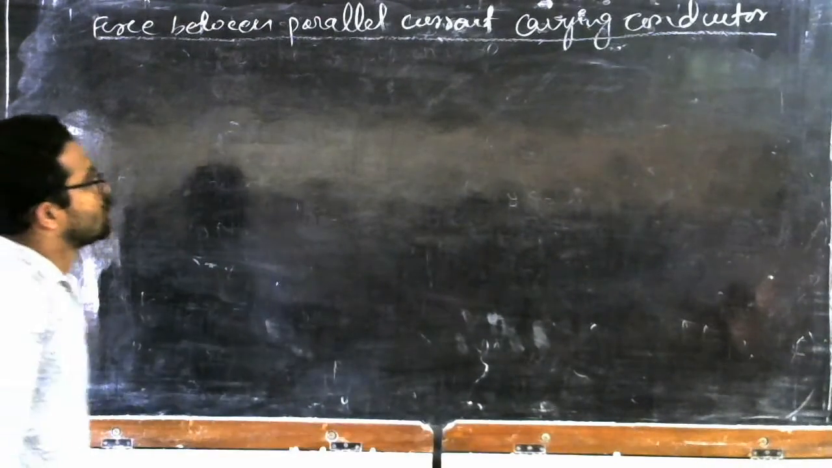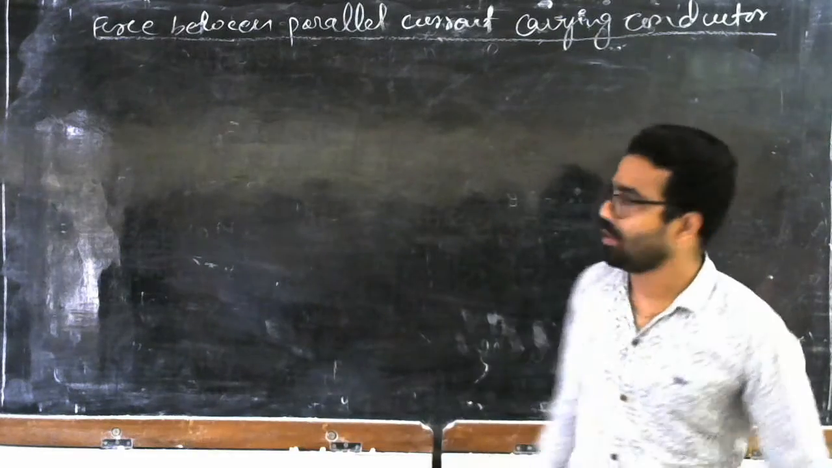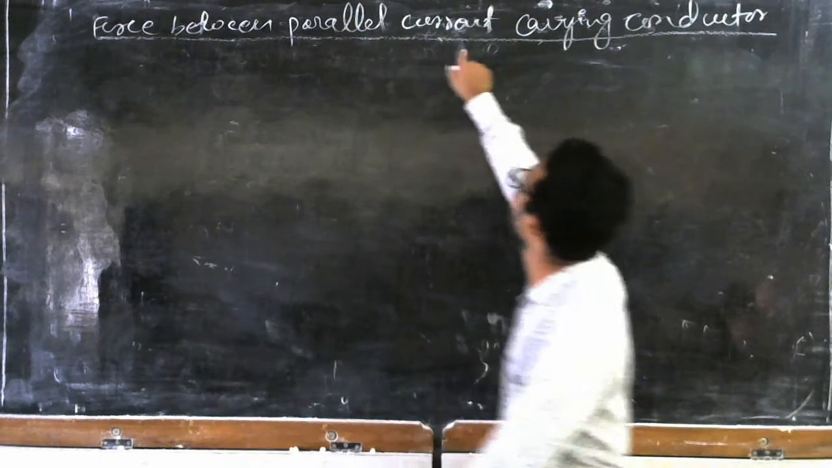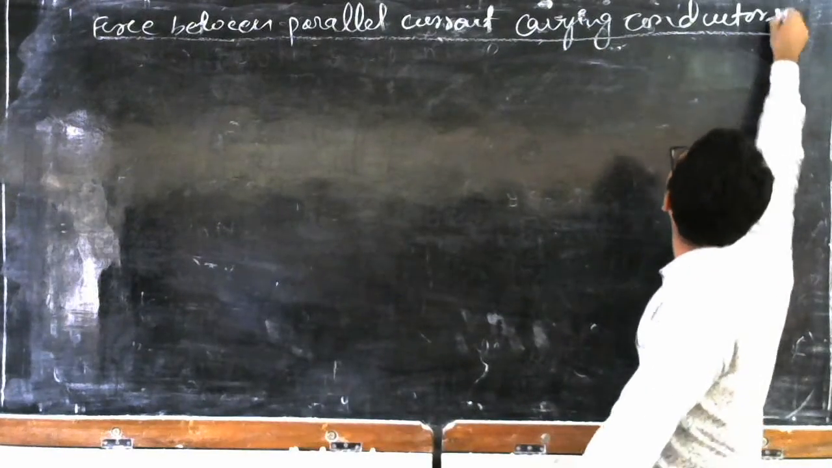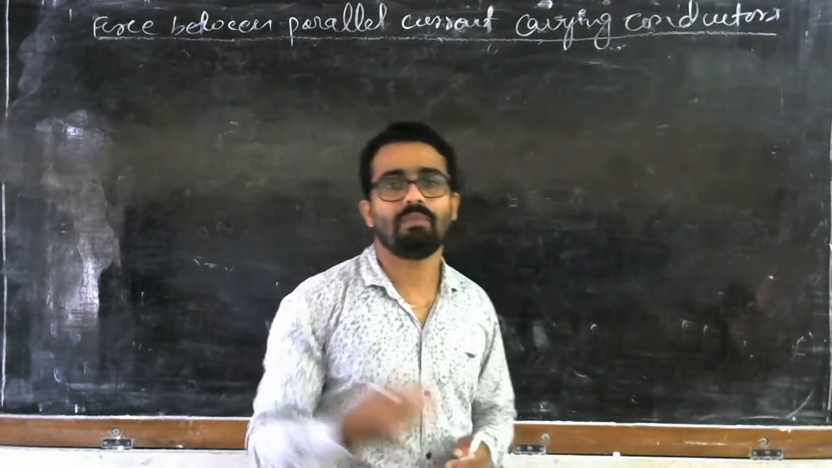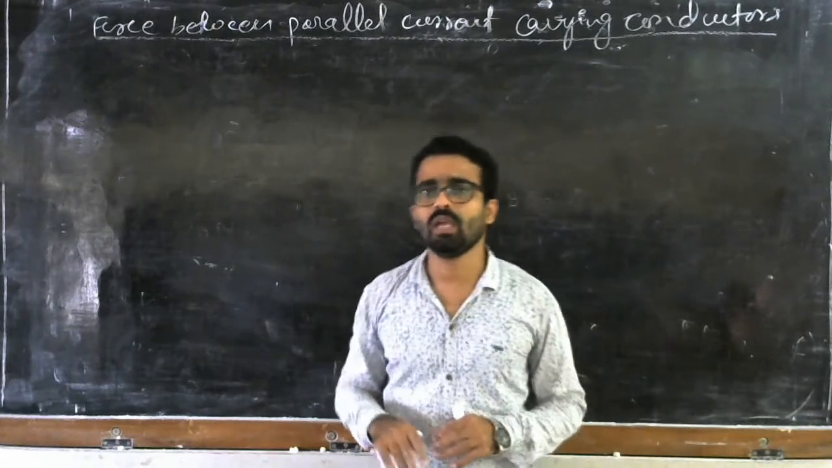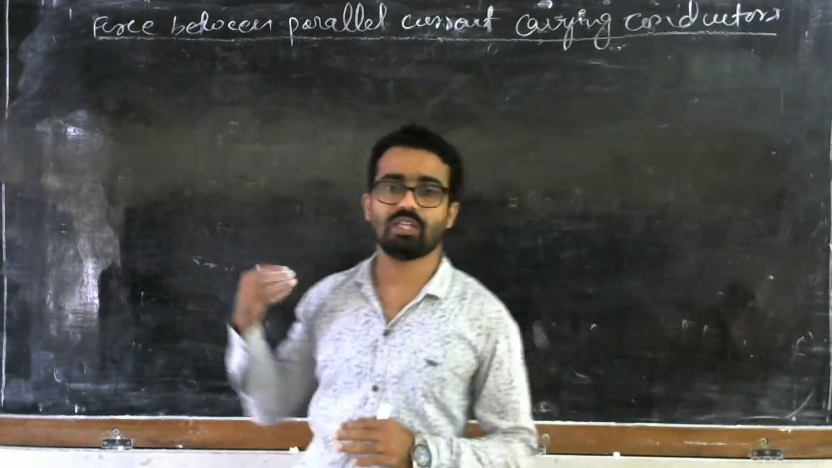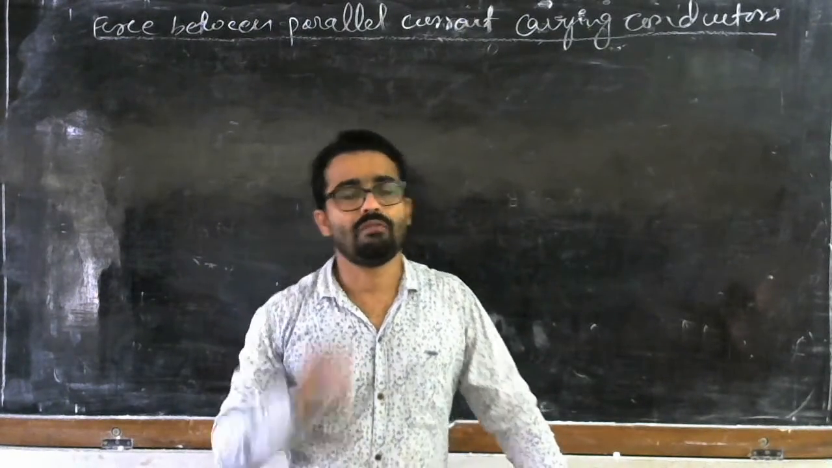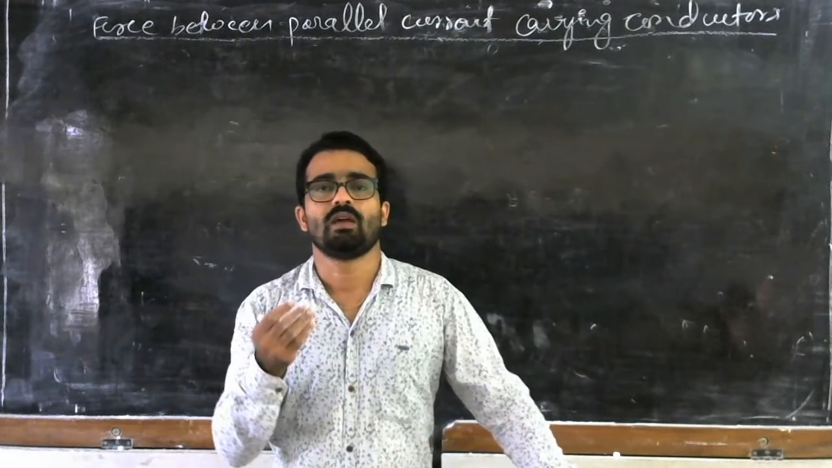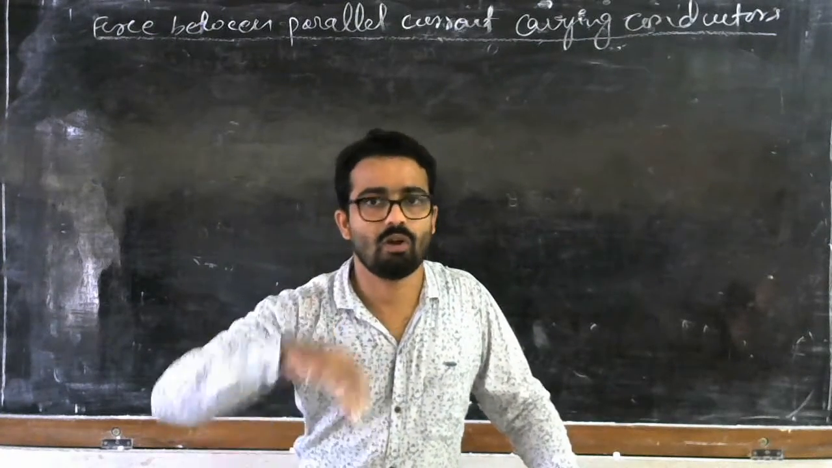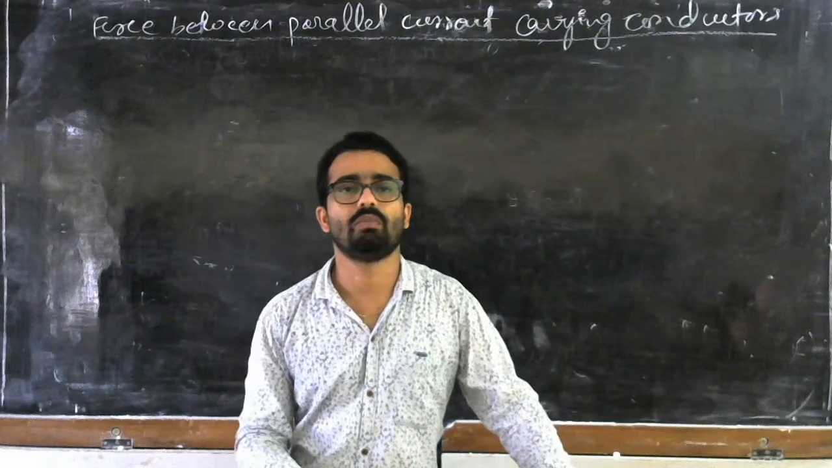So what we have to understand here is that we have to calculate the force between the two parallel current carrying conductors. While discussing this chapter, in the beginning, we discussed that if a charge is flowing through any wire, it will induce a magnetic field. After that, we derived an equation for a current carrying conductor placed in a magnetic field: F is equal to I L B sin theta.